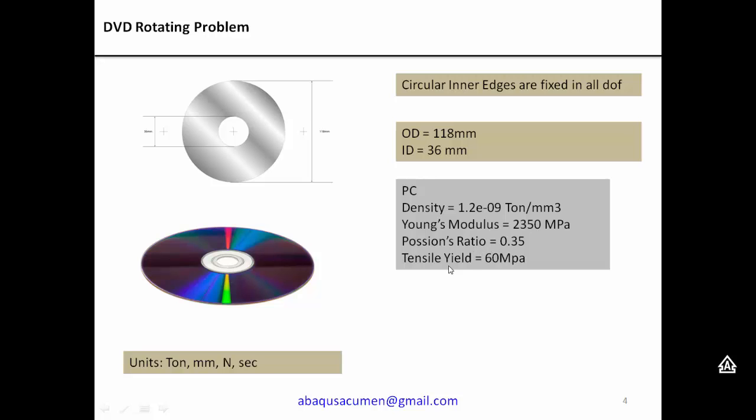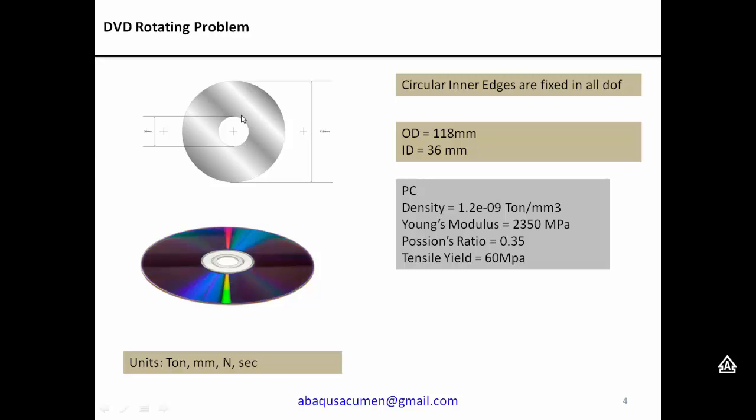There is a reason I put a tensile yield here. Under the rotation, if this disc goes into plasticity, then whatever data you have stored is gone, or you'll hear weird music, or your file will be lost. So this part should not go into yield stress. We are not going to put in plasticity, only elastic data. If the stresses are more than 60, you can conclude that this part is going into plasticity and this is a failure for the system.